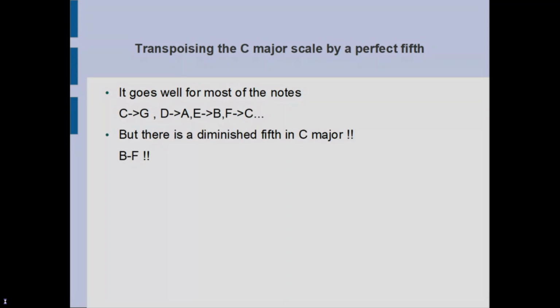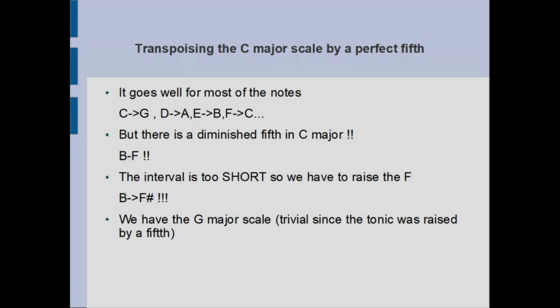But there is a diminished fifth in C major. The B-F interval is a diminished fifth. The interval is too short, so you have to raise the F. B goes to F sharp. We have the D, and now we have the G major scale. It's reversed since the tonic was raised by a fifth, and if you start on C and go a fifth forward, you get G.